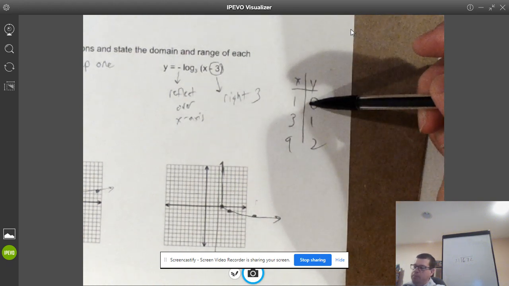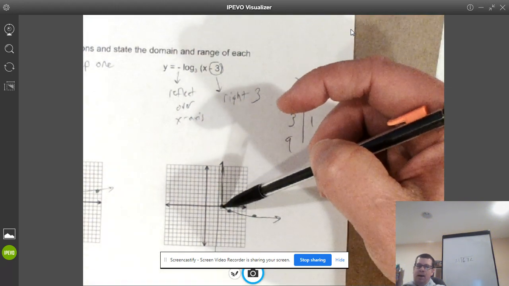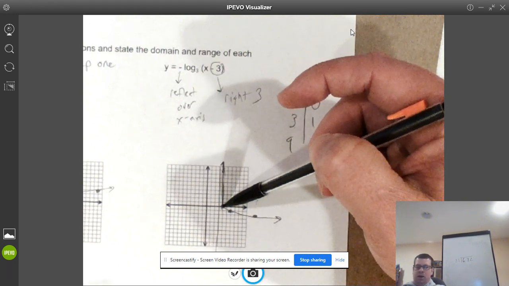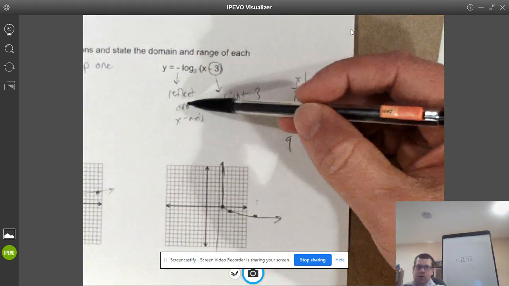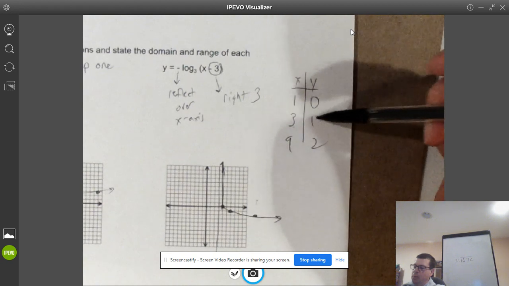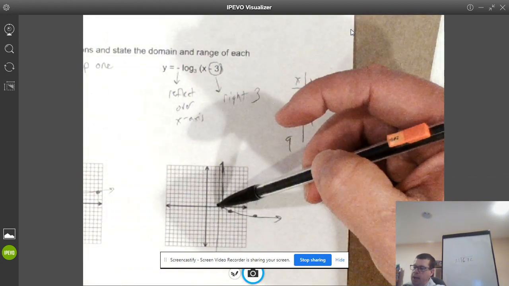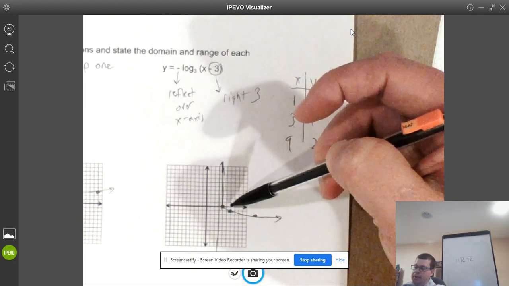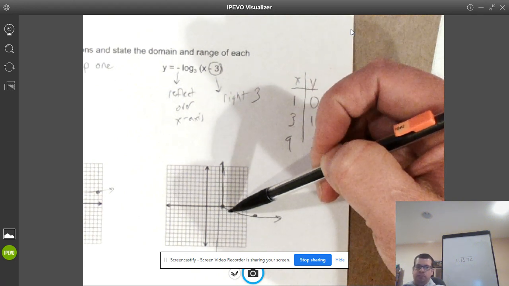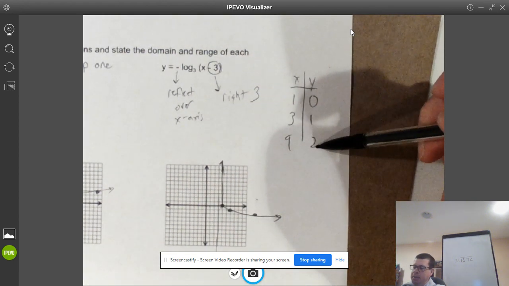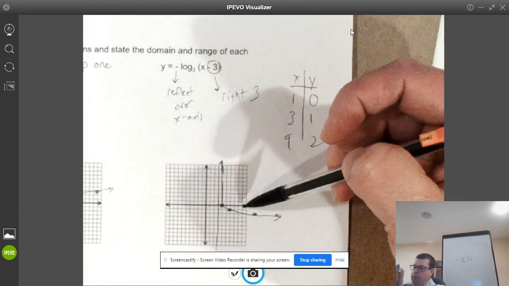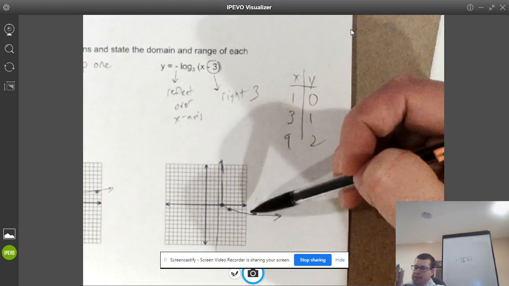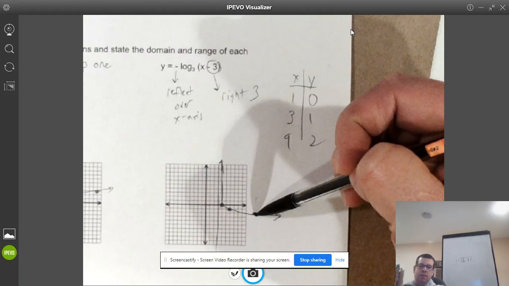So 1 comma 0, shifted right 3, became 4 comma 0. And if I reflect that over the x-axis, it doesn't move because it's right on the x-axis. So that point doesn't move as far as that shift goes. 3 comma 1, shifted right 3, became 6 comma 1. But then if I reflect it over the x-axis, that became 6 negative 1. And finally 9 comma 2, shifted right 3, became 12 comma 2. Then reflected over the x-axis, that became 12 negative 2.